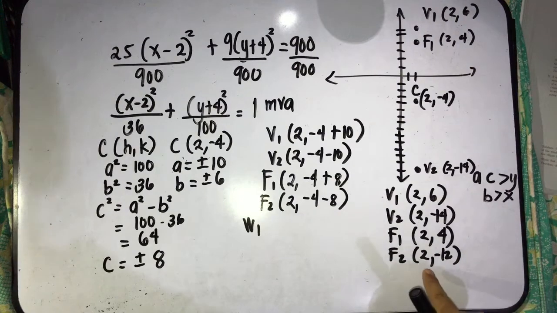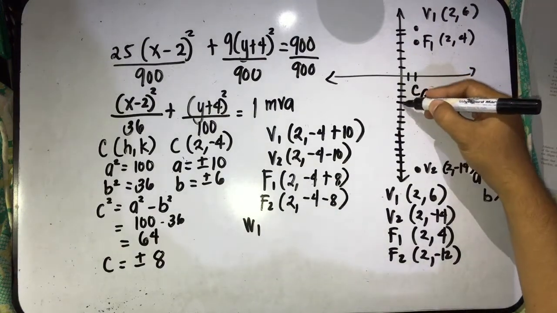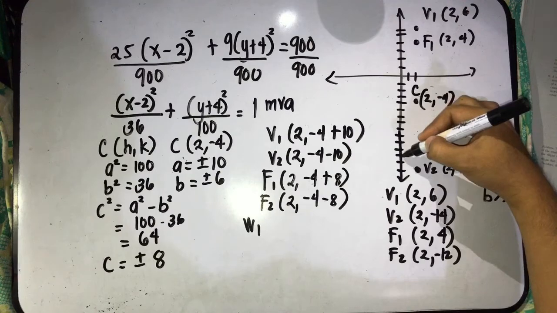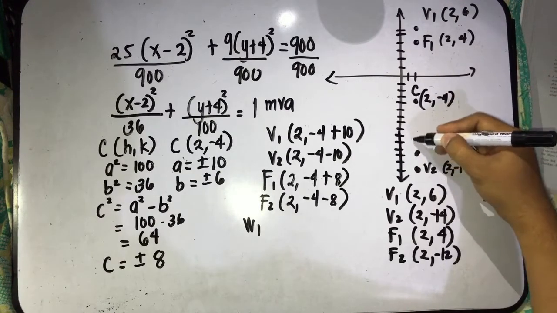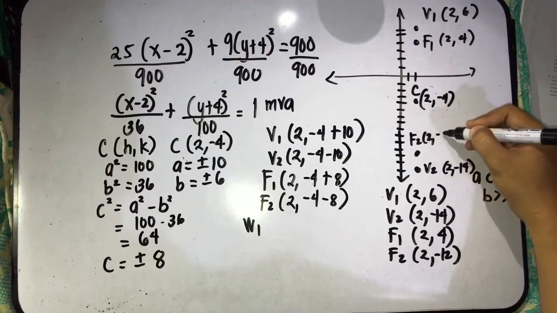Where is F2? F2 is located at 2, negative 12. Counting down: 1, 2, 3, 4, 5, 6, 7, 8, 9, 10, 11, 12. So, this is our F2 located at 2, negative 12.